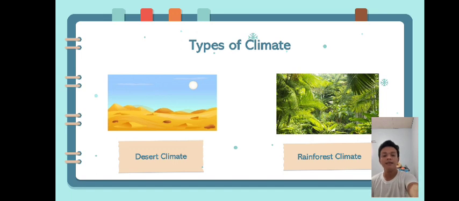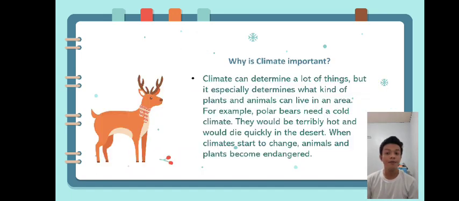So, next. Another information, why is climate important? So, climate can determine a lot of things, but it especially determines what kind of plants and animals can live in an area. For example, polar bears need a cold climate. They would be terribly hot and would die quickly in the desert. When climates start to change, animals and plants become endangered.